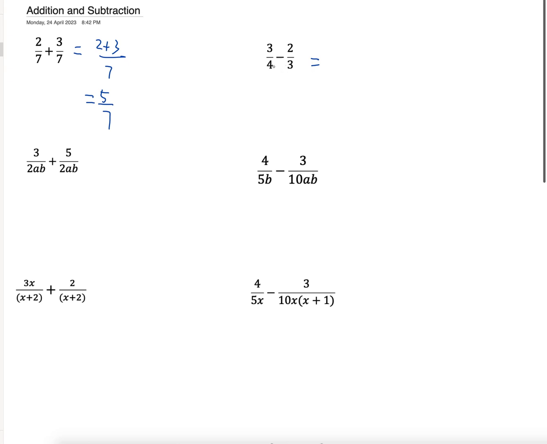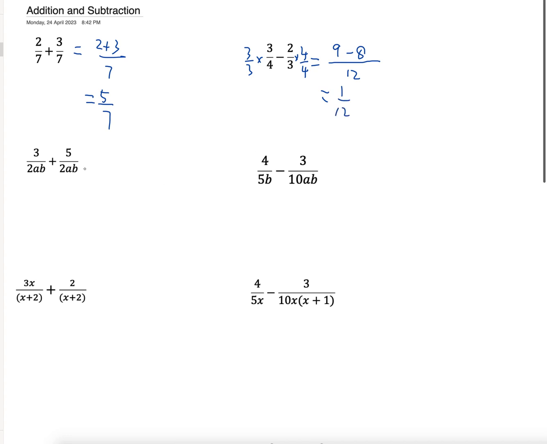For example, here we don't have a factor of 3, so we multiply by 3 over 3. And here we don't have a factor of 4, so we multiply by 4 over 4. So that the denominator now is 12. Common denominator is 12, so we put under a single denominator. And the numerator is 3 times 3, which is 9. 2 times 4 is 8, so it's 1 over 12.